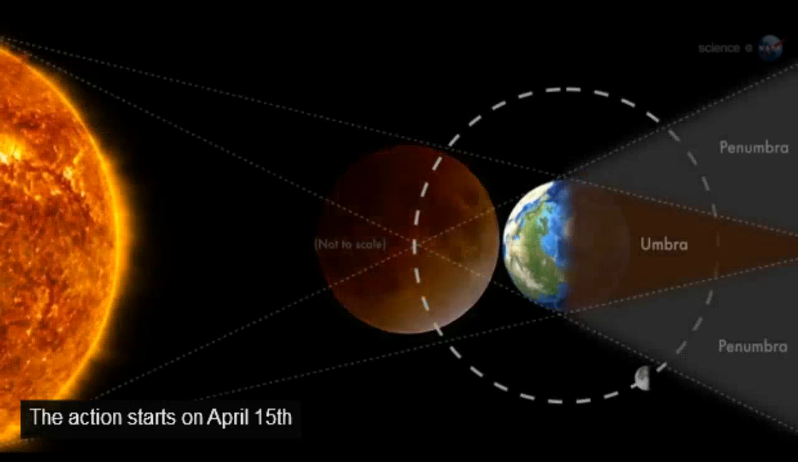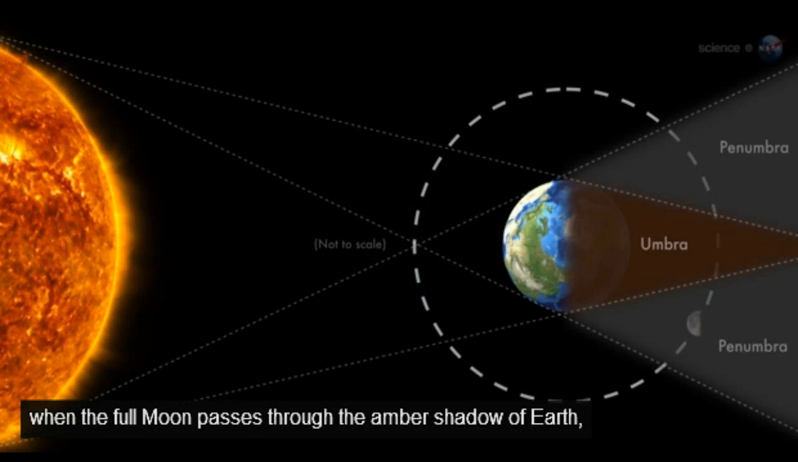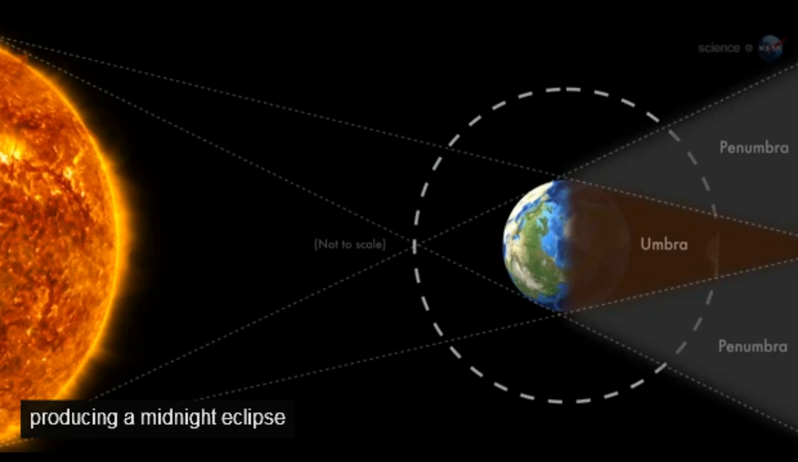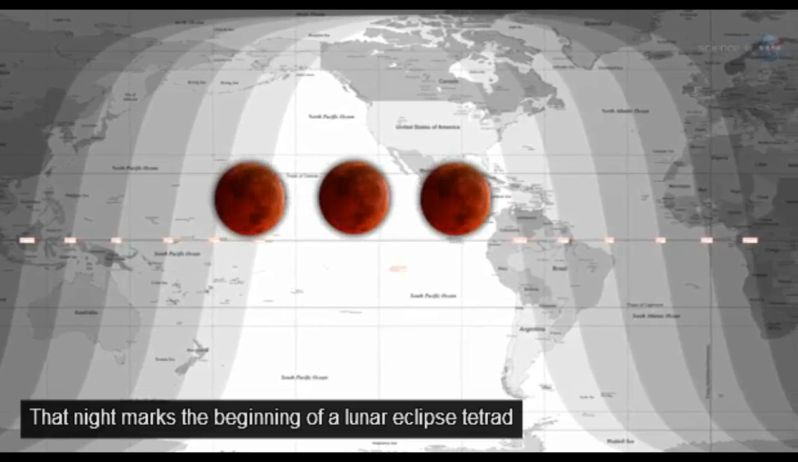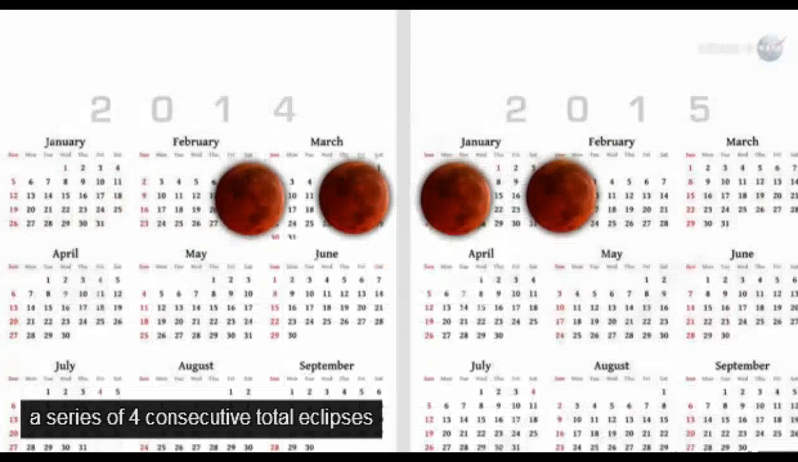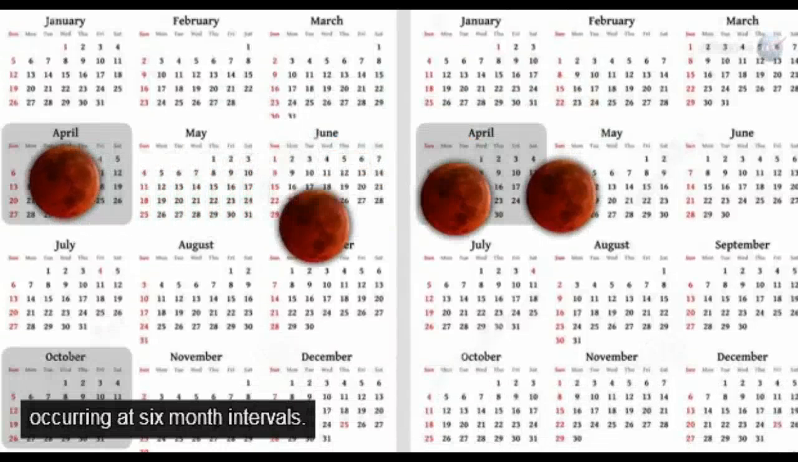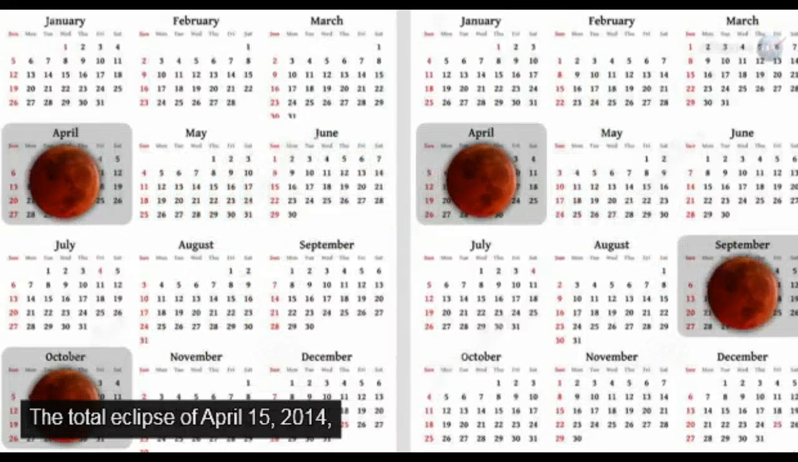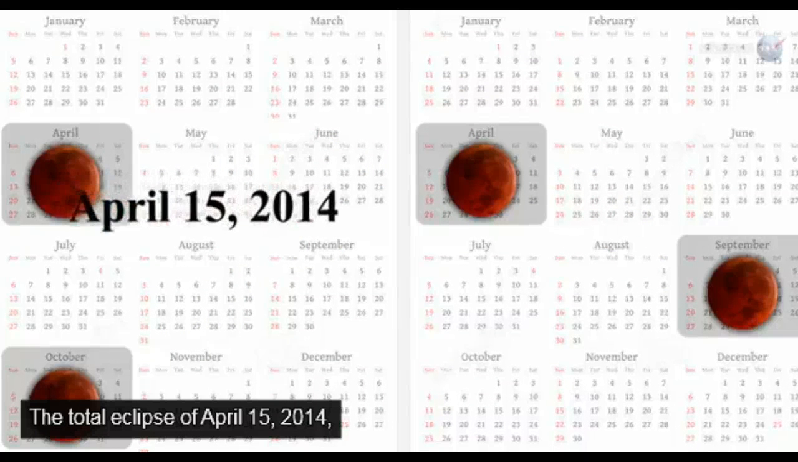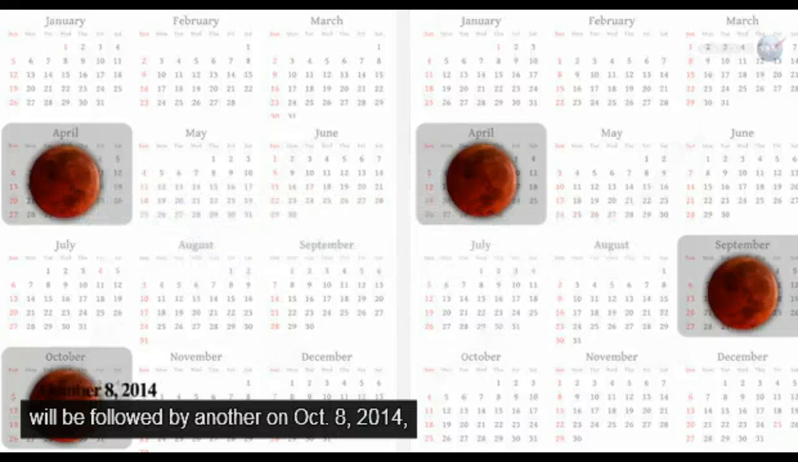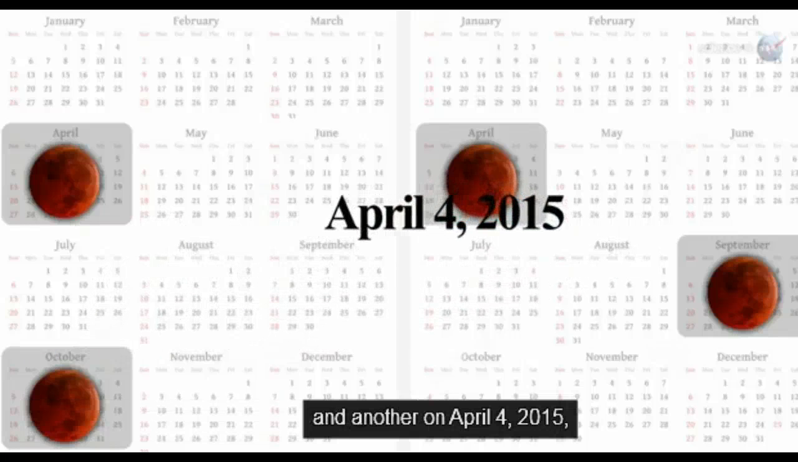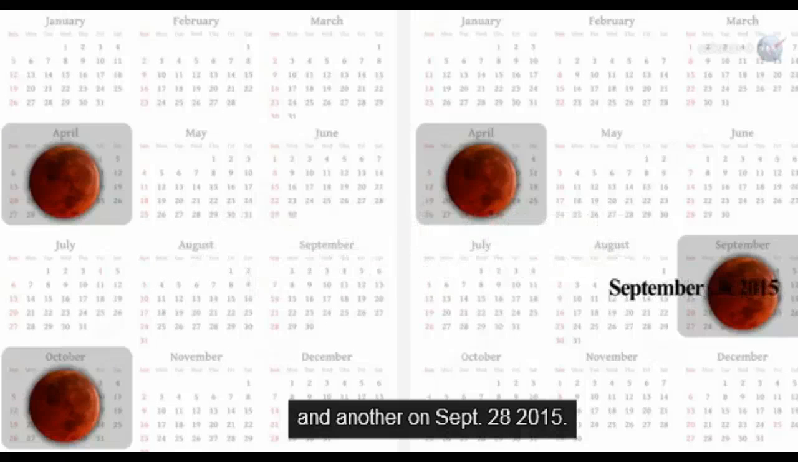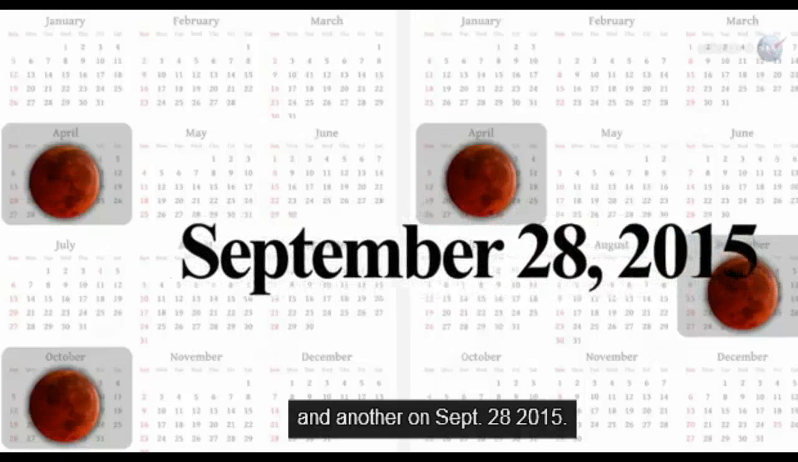The action starts on April 15th, when the full moon passes through the amber shadow of Earth, producing a midnight eclipse visible across North America. That night marks the beginning of a lunar eclipse tetrad, a series of 4 consecutive total eclipses occurring at 6-month intervals. The total eclipse of April 15, 2014 will be followed by another on October 8, 2014, and another on April 4, 2015, and another on September 28, 2015.